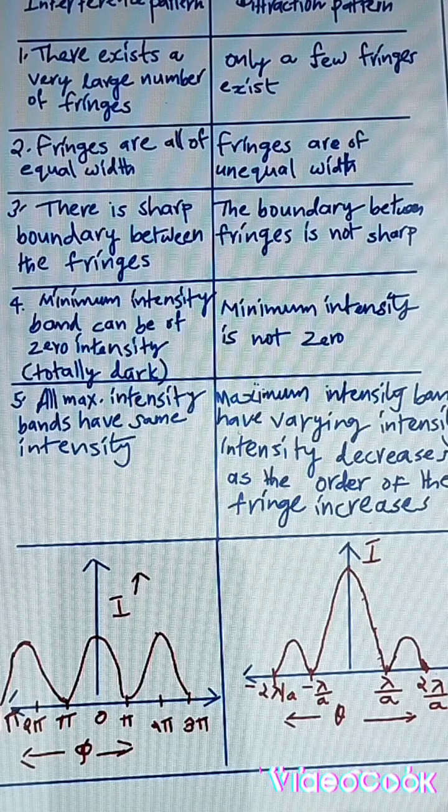first of all, interference is due to the superposition of waves originating from two separate slits which are acting as coherent sources. And diffraction is due to the superposition of wavelets originating from a wavefront coming from a single source. So in the case of interference pattern, there exists a very large number of fringes. That is, on either side of the central maximum, we will be getting a very large number of fringes.